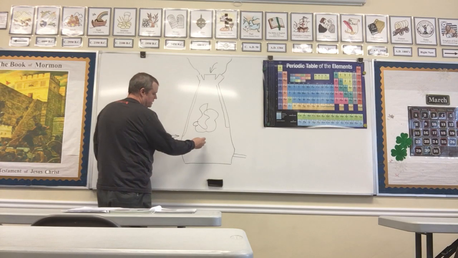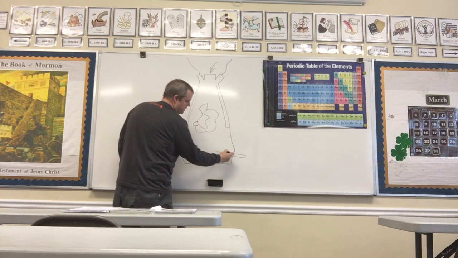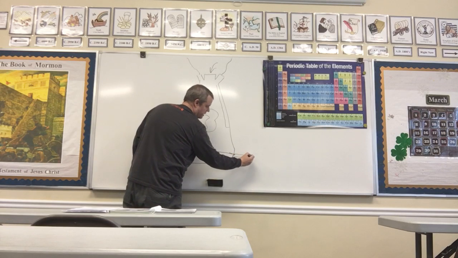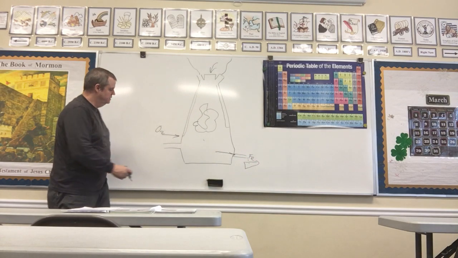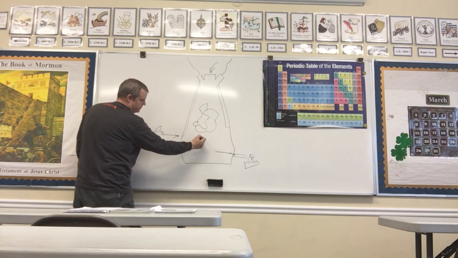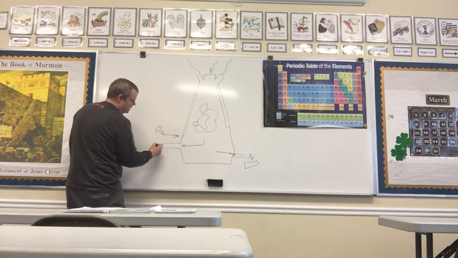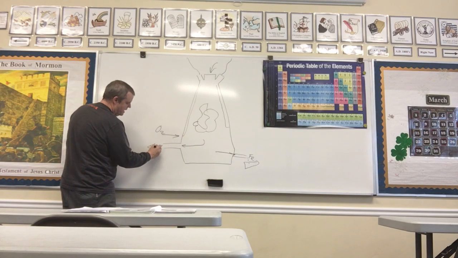And as it melts, it comes down here, and off here goes the iron, and it's dropped into some kind of casting. The stuff over here that floats off the top is the slag.